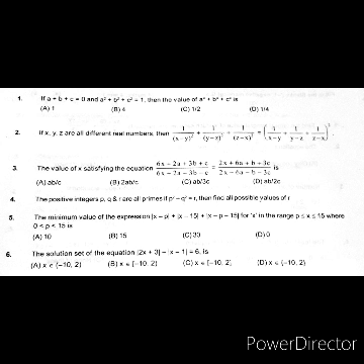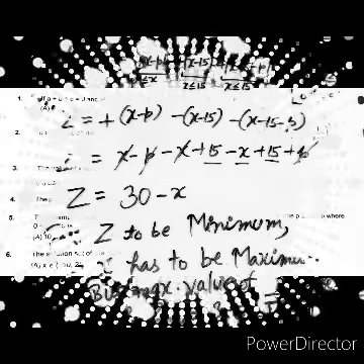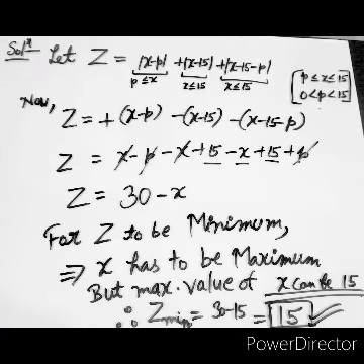Here is the solution of question number 5. So we have assumed z equals the given expression. Well, z equals mod of x minus p plus mod of x minus 15 plus mod of x minus 15 minus p. Also in this question we are given the condition that x is less than 15 and greater than p, and p is less than 15 and greater than 0.